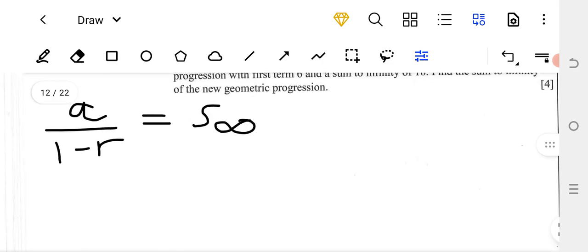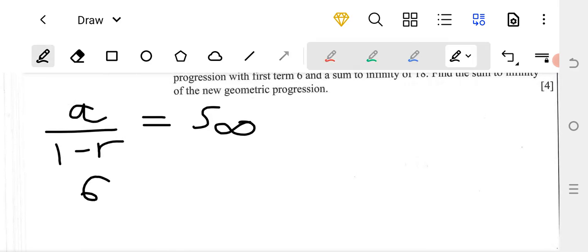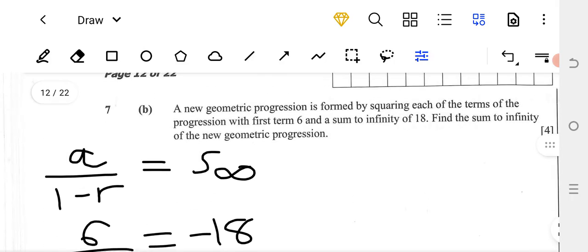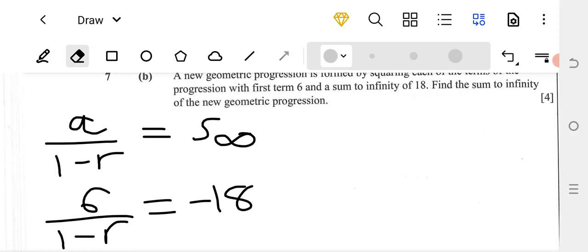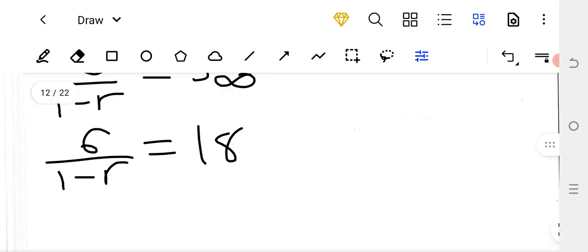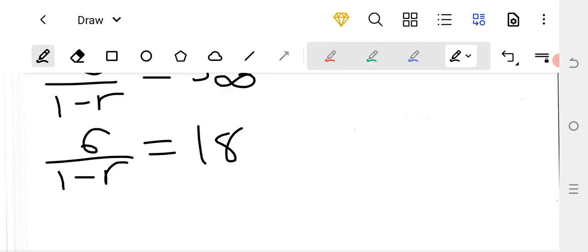And then for this geometric progression, they are saying a is 6, then divide by 1 minus r is equal to the sum to infinity, which is 18. Not negative 18. What am I saying? Is equal to 18. What am I trying to do here? I'm trying to find the value of r for this first geometric progression, not the new one, but the first one. So we are cross multiplying.